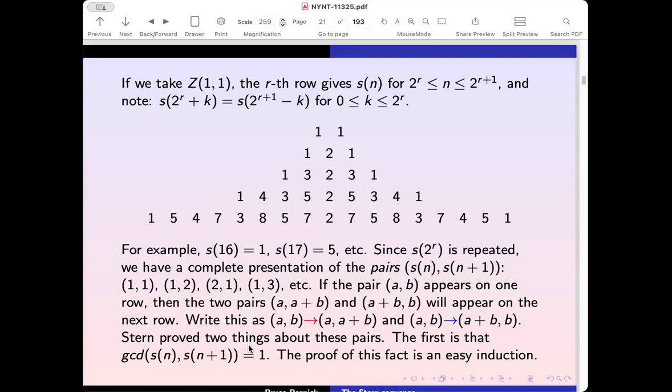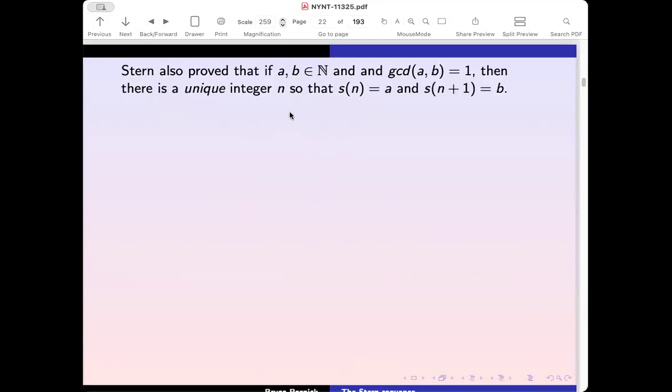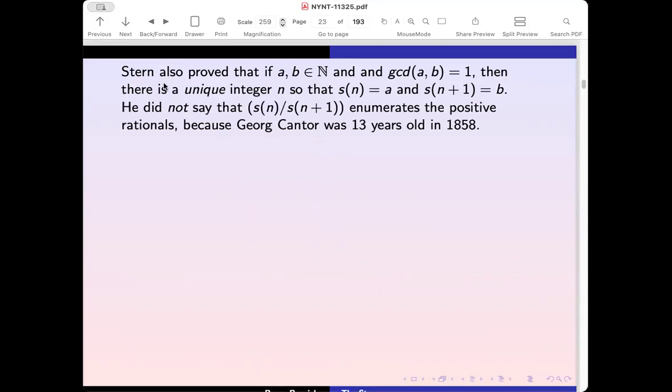Now, Stern proved two things about these pairs. The first thing he proved was that each pair is relatively prime, and that's an easy induction on the definition of GCD. The second thing he proved was that if A and B are integers that are relatively prime, then there's a unique integer n so that S of n is A and S of n plus 1 is B. And the reason he did not say that this means that S of n over S of n plus 1 enumerates the positive rationals is that Georg Cantor was 13 years old in 1858. So this was an example of a theorem that came too soon.